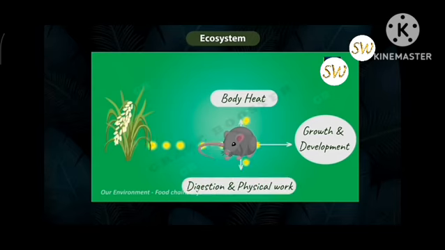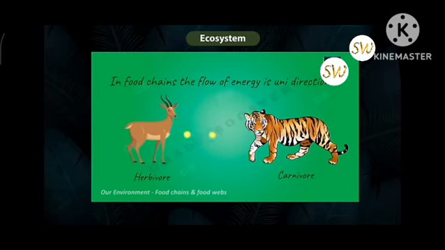In a food chain, the flow of energy is unidirectional. That means the energy flows from a herbivore to a carnivore, never from a carnivore to a herbivore in reverse direction.